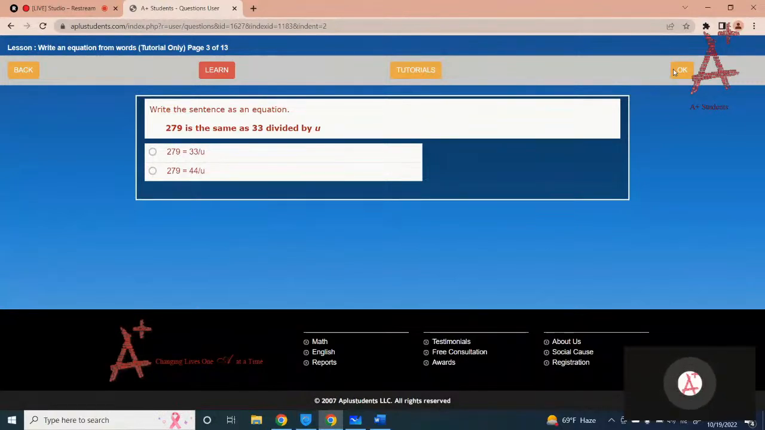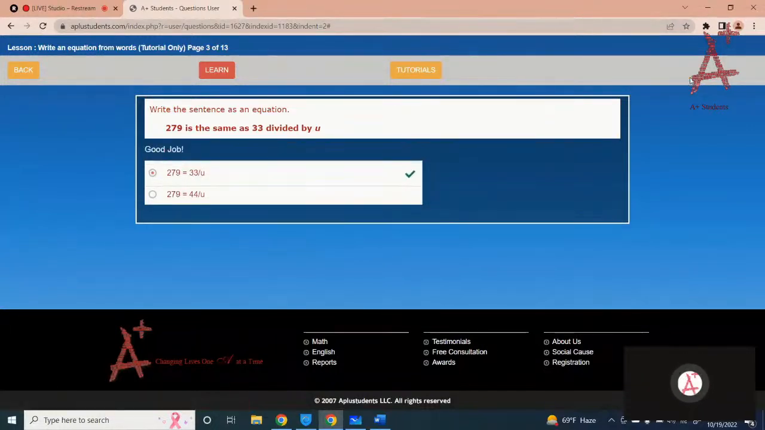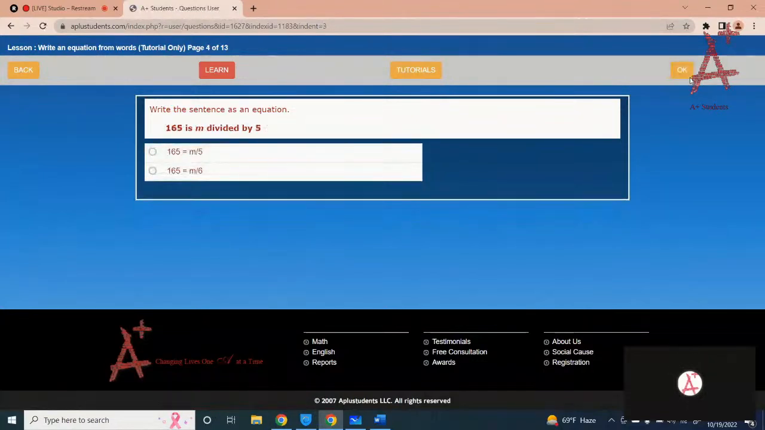Okay, the next one is 279 is same as 33 divided by u. So it would be 33 over u and they are equal to 279. So 279 equals 33 divided by u. Got it? Just select the correct option and click on the OK button.